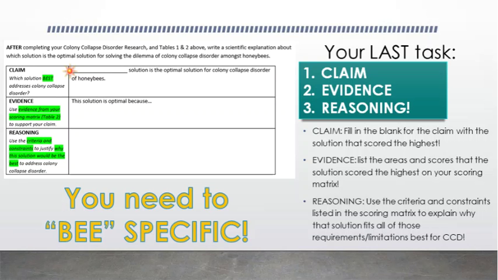Be specific. So if I were to say, Ms. Forsythe's solution about drones is the optimal solution for colony collapse disorder of honeybees, that's all you have to write for the claim. If you say it's solution 1, which is my solution, which says that we should eliminate pesticides, is the optimal solution for colony collapse disorder of honeybees. That's it. So you're just giving me a little bit here: which solution, whose solution, and what was the solution in this blank. Give me a green check when your claim is done.